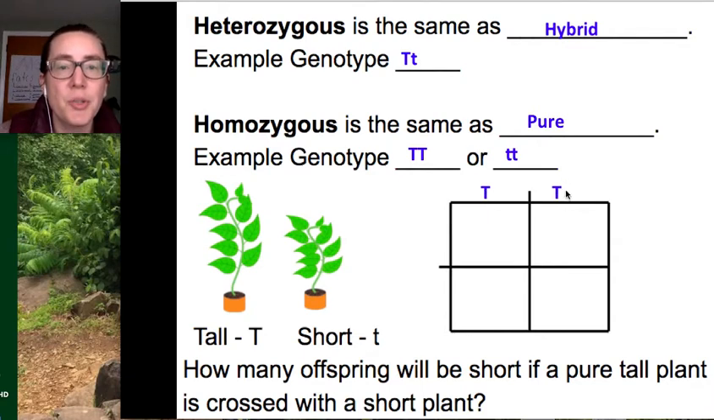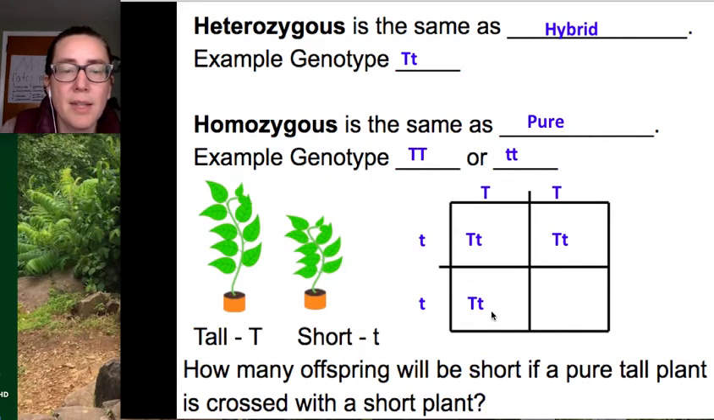If they're crossed with a short plant, the only way that an individual can show the recessive phenotype, being short, is if they only have recessive alleles. So here we have two recessive alleles. Again, I put one T here and one small t here. So now we need to fill it in. To fill in this first box, it's going to be big T, little t, in this box, big T, little t, in this box, and big T, little t in this box.